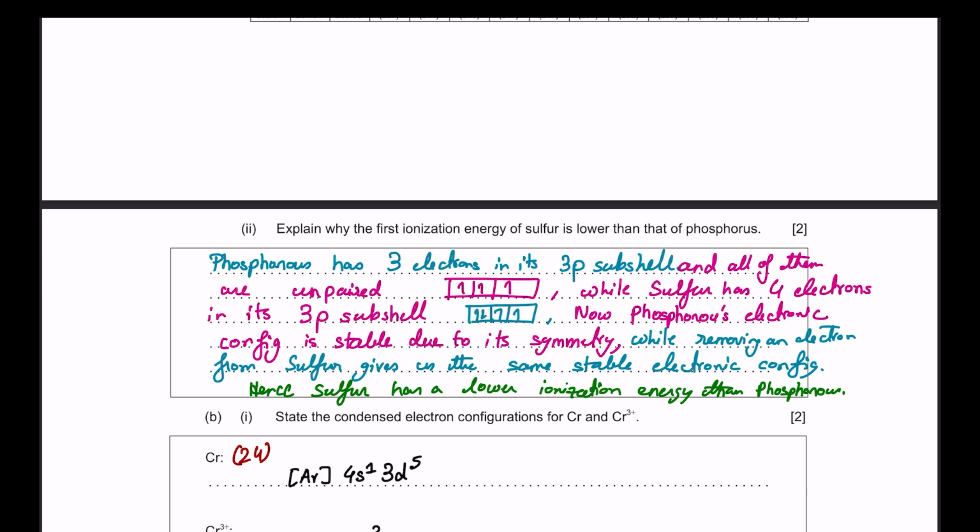Now, the electronic configuration of phosphorus is actually stable because it has a kind of symmetry, while the electronic configuration of sulfur is a little unstable as compared to that of phosphorus. If we remove one electron from the 3p subshell of sulfur, we will gain the electronic configuration of phosphorus. So if we remove one electron, the sulfur atom will become more stable. That is exactly the reason why sulfur has a lower ionization energy than phosphorus. Obviously, a stable system will have a greater ionization energy. So that's the answer to this question.